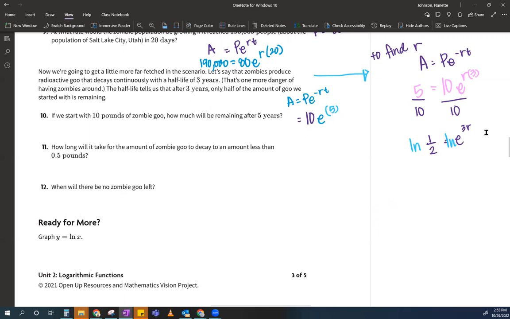Okay, so you should see this as canceling, or they undo each other. So I'm left with 3r equals natural log of half. And I know it looks yucky, like you're like, ew, Miss Johnson, what is this natural log of half? It's a number that Desmos is going to tell me in a little bit. Okay, so now what do I do?